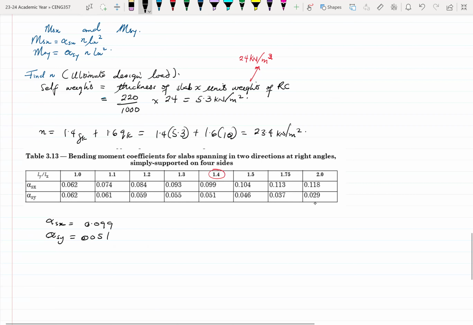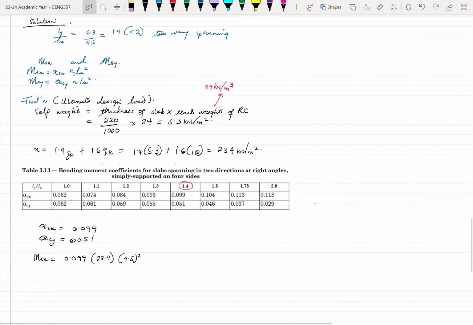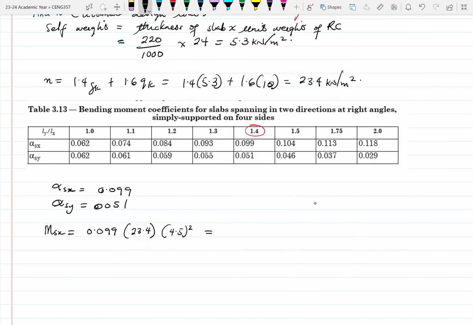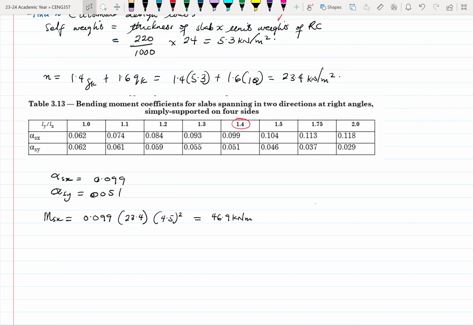So here my MSX will be equal to alpha SX, which is 0.099, times an n of 23.4 kilonewtons per meter squared, times an LX of 4.5 squared meters. The LX is the shorter length or the shorter span. If you do these calculations, you will end up with 26.9 kilonewton meters. That will be your MSX. Let me put a small side note: we're looking for bending in the short span.